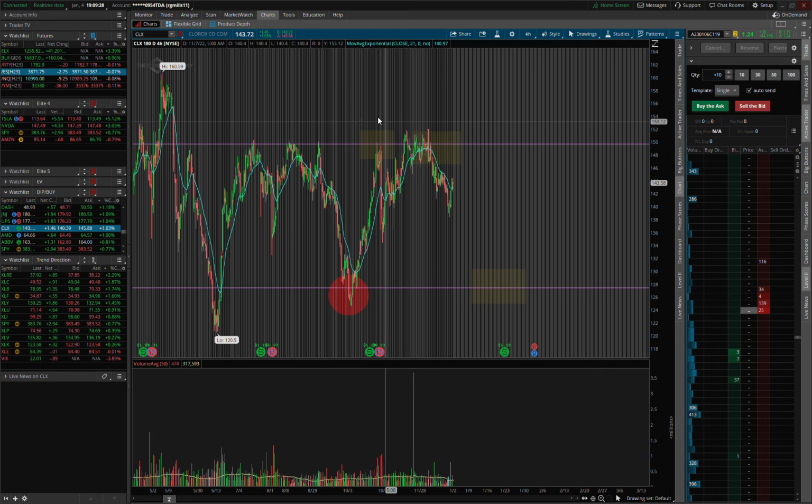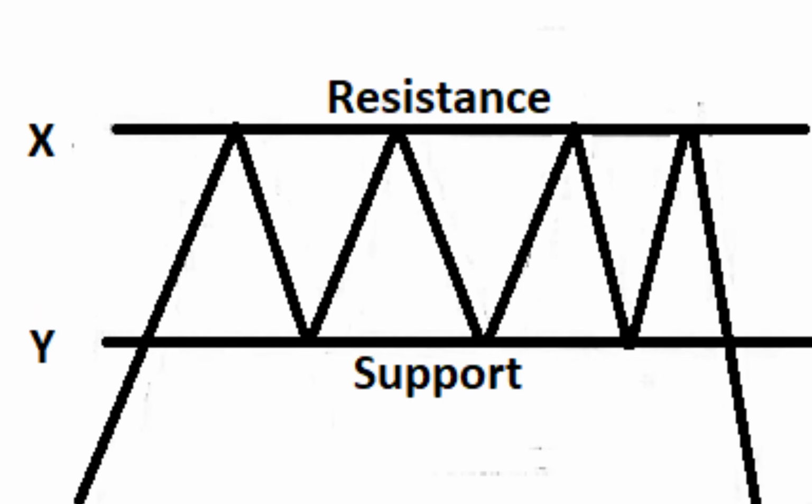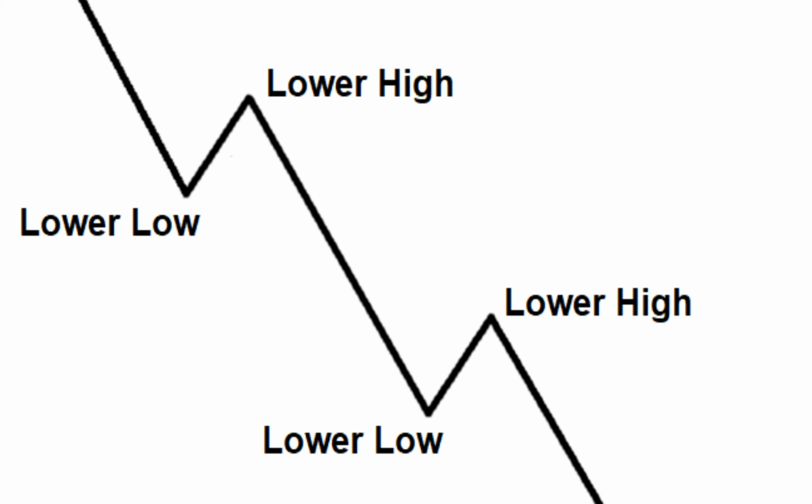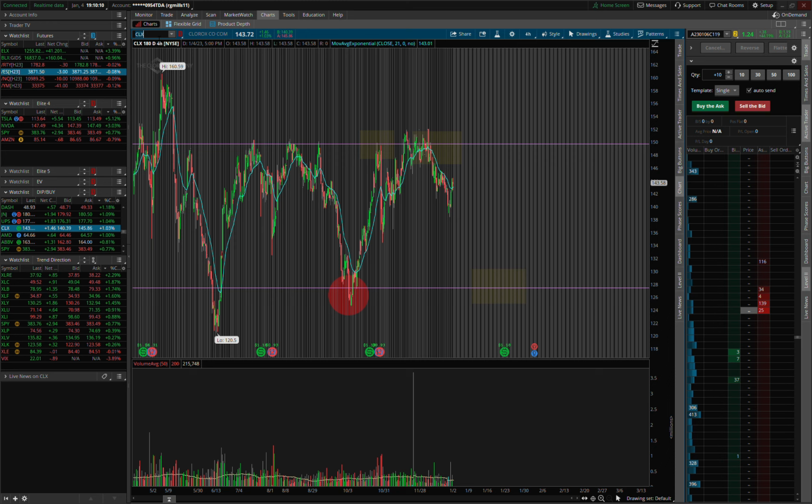So that's your three structures that you have. So you have your trading range, market is moving sideways, it's consolidating. You have your uptrend, the bulls are in control. Then you have your downtrend where the bears are in control. So once you identify those three, those are the only three market structures you're ever going to know, it makes your trading a lot easier for you.